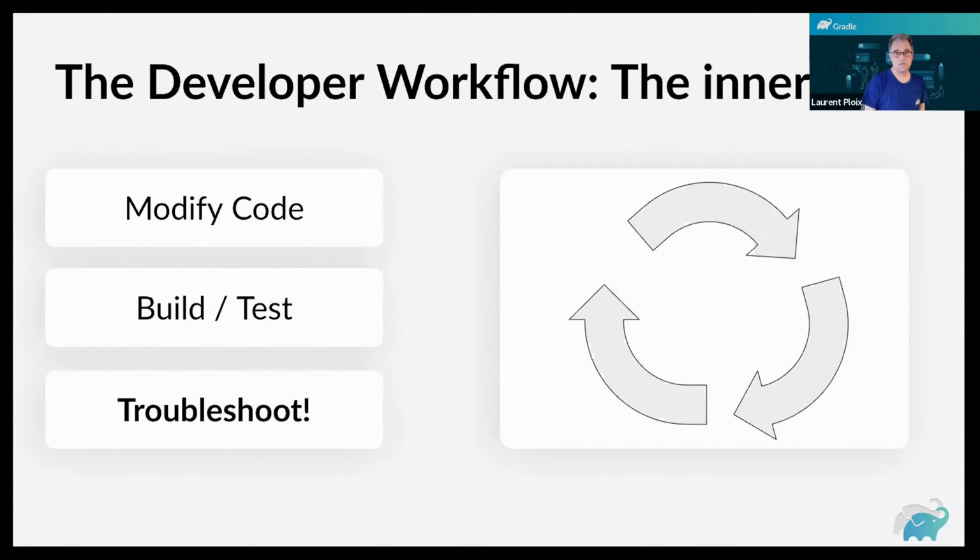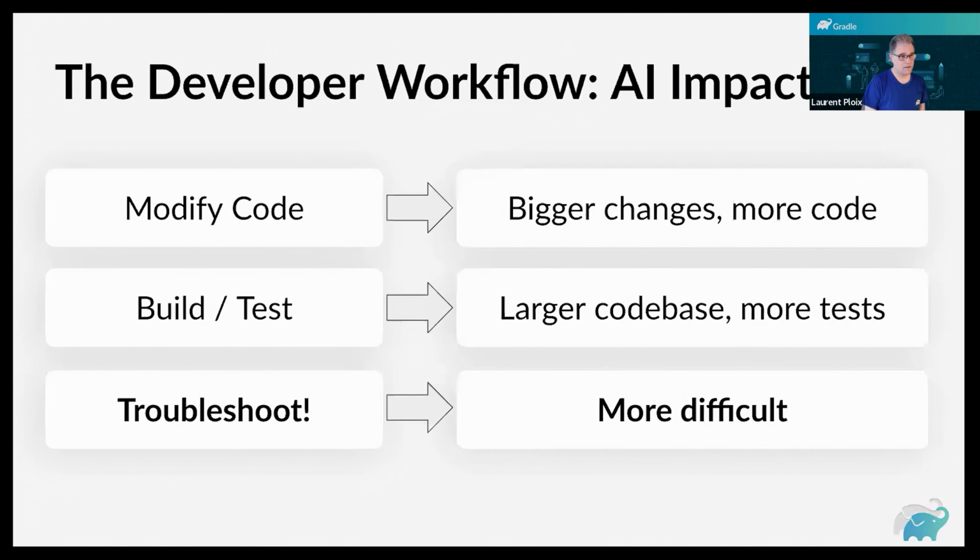And with the coming of AI and all the help we get to write code, what we see is that modifying or changing code actually leads to bigger changes, more code gets created. The build and tests become applied to larger code bases, and we see more tests being run. The troubleshooting operation actually is a lot more difficult.